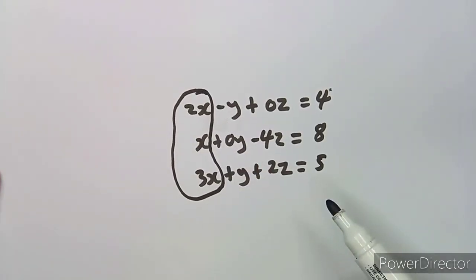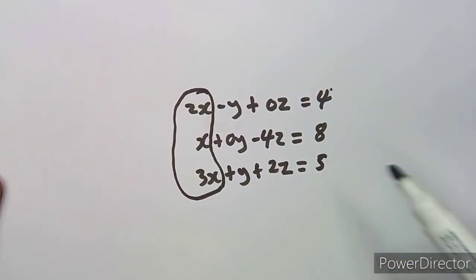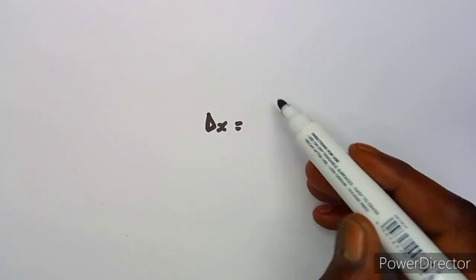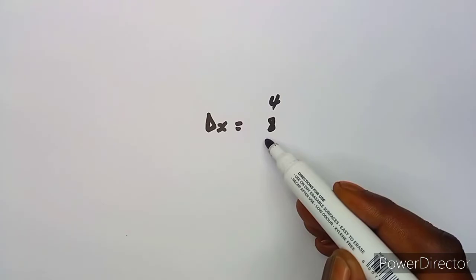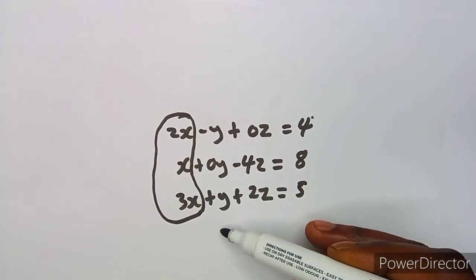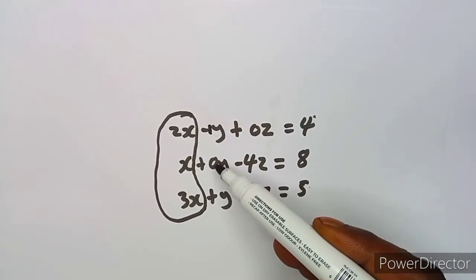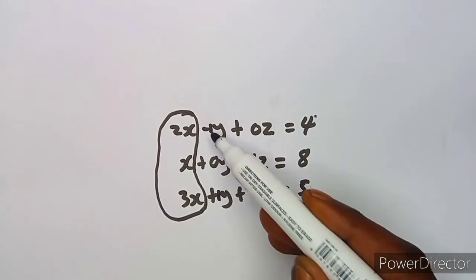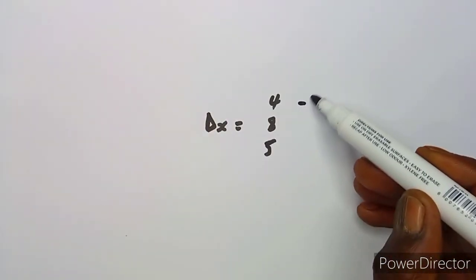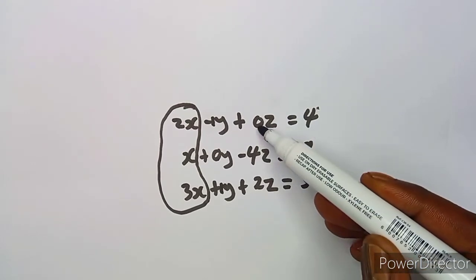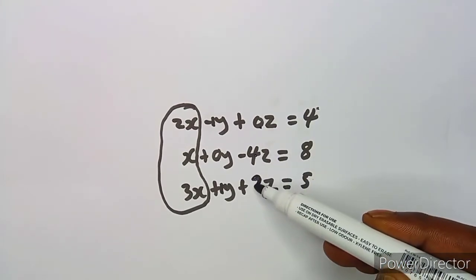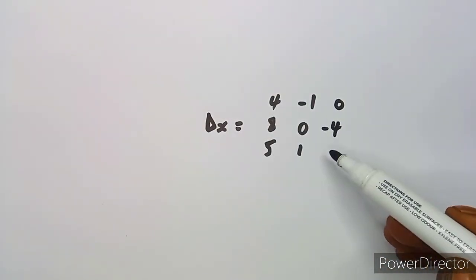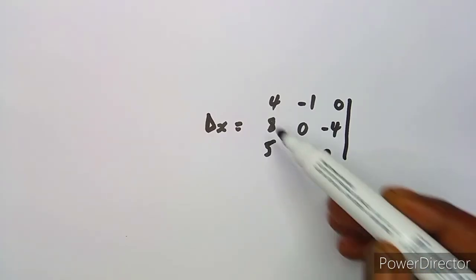Suppose here in place of x you substitute 4, 8 minus 5. So it's going to be 4, 8, 5, not minus 5 but 5. Then y you write as it is: minus 1, 0 and 1 as a column. Minus 1, 0 and 1. You move on to z. This is 0, minus 4 and 2. You take the number and the sign also. 0, minus 4 and 2. So that's what you're going to have there.